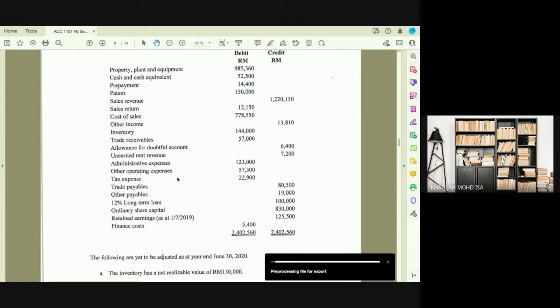So what I'm suggesting now is that there are many ways for you to do this, but I suggest you start with your unadjusted trial balance. Put all the information in the unadjusted trial balance into your financial statements. It means you must know what should be in your financial statements.